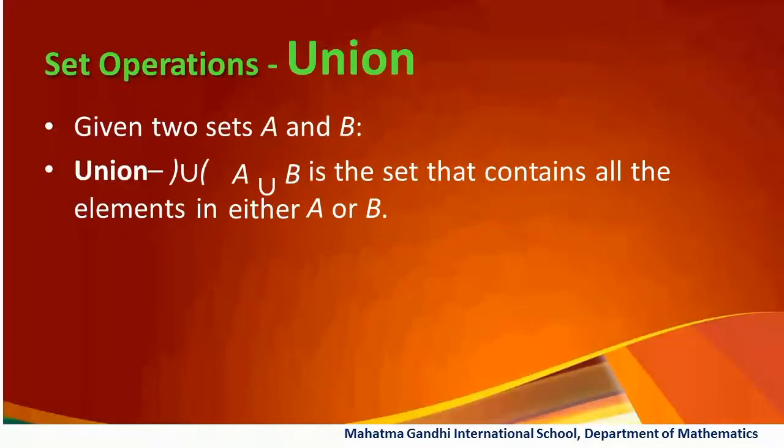Let's look at what a union is. Given two sets A and B, the symbol U indicates union. So A union B is the set that contains all the elements in either A or B. Union means together. All the elements in A and B, we call it A union B.